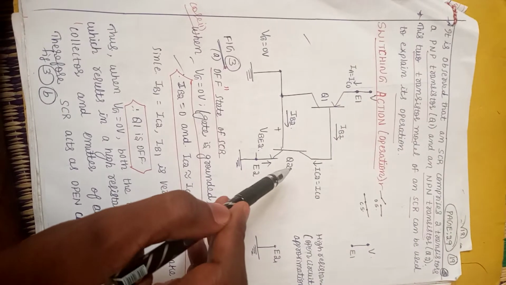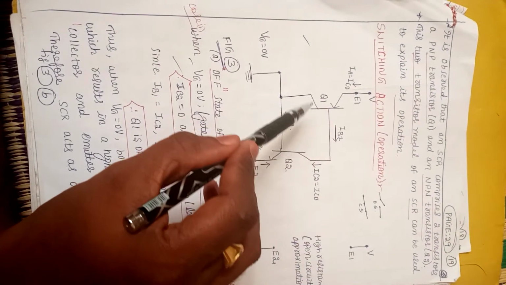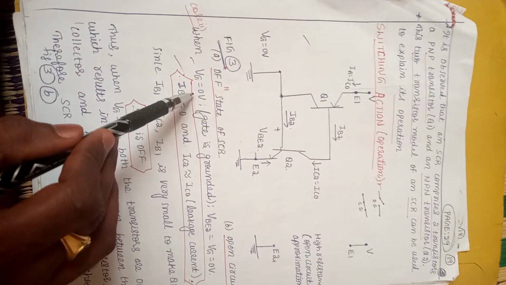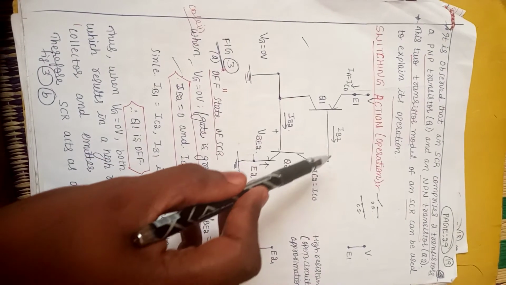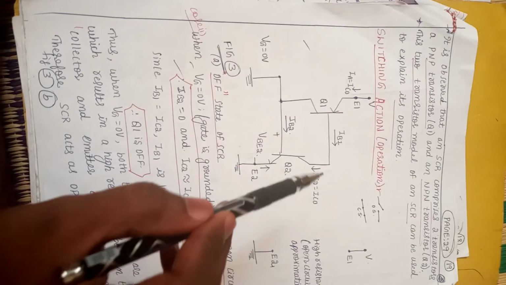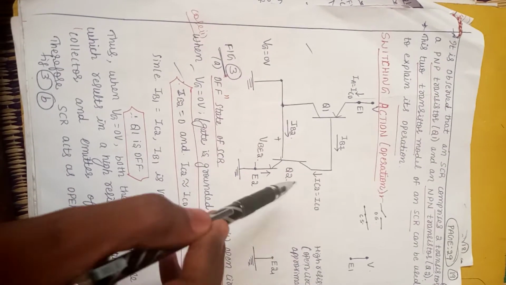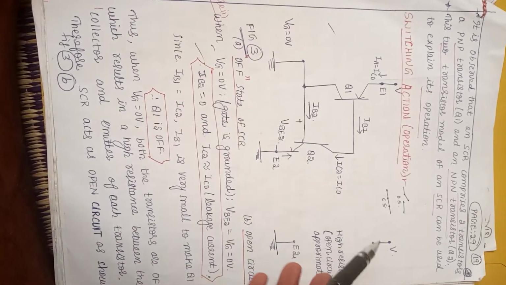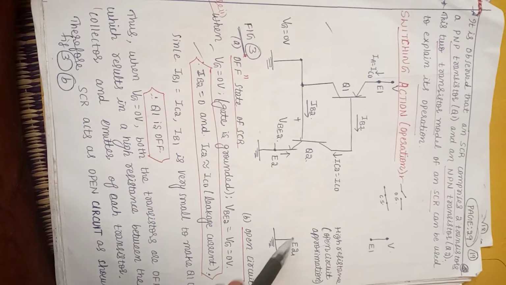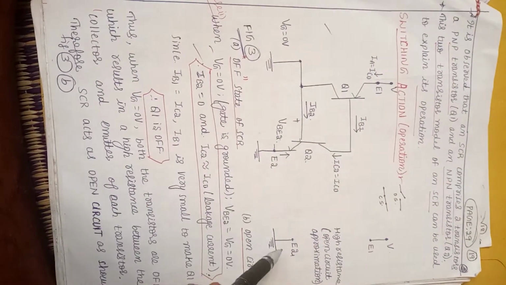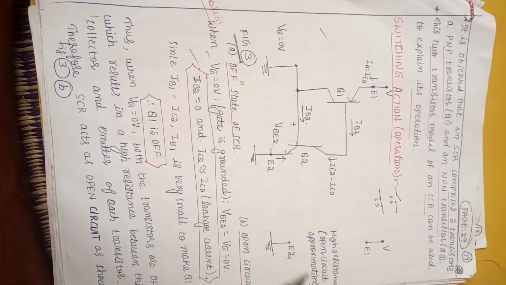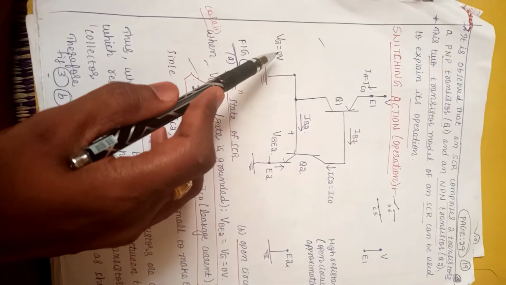Here Q2 is in off state due to IB2 equal to 0. Here Q1 is in off state due to IB1 equal to 0. Therefore, when Vg is equal to 0, the two transistor model means your device is not in working condition. Therefore, SCR acts as an open circuit. For the open circuit, it has high resistance. Right? In the second case, you apply Vg equal to a certain magnitude of current.